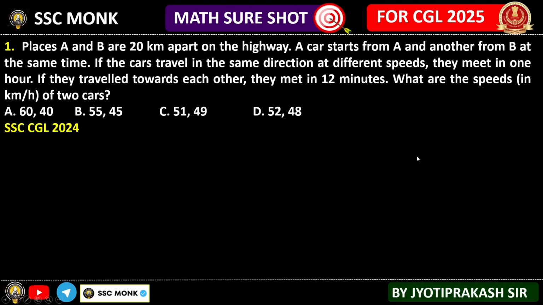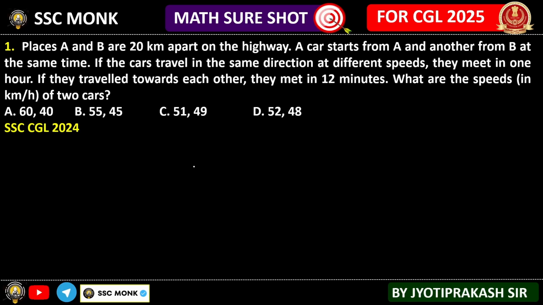Now this is our very first question. It is saying places A and B are 20 km apart on the highway. A car starts from point A and another from point B at the same time. If the cars travel in the same direction at different speeds, they meet in 1 hour. If they travel towards each other, they meet in 12 minutes. What are the speeds?